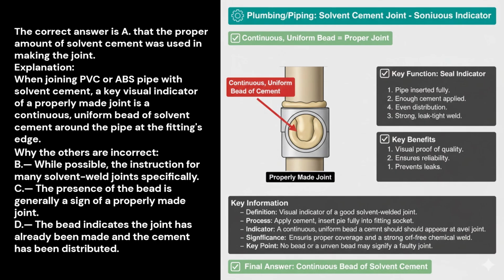D. That the pipe and fitting need to be twisted or turned around to have complete coverage. The bead indicates the joint has already been made and the cement has been distributed. Further twisting at this point would be incorrect and could weaken the joint.